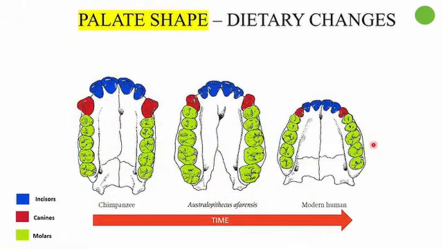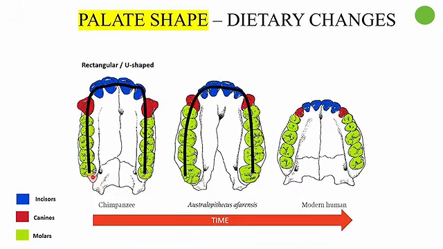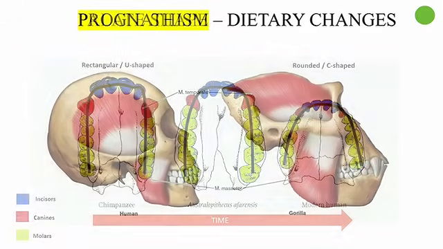Okay, palate shape has also changed over time. If we compare the chimpanzee, which is more rectangular, U-shaped, as opposed to our Australopithecus, where it becomes slightly more rounded in shape, and eventually we get to modern human, which is a nice C-shape, or parabolic shape. That is also yet again linked to our diet and all the food that we had to cook, and the shape assists with that.